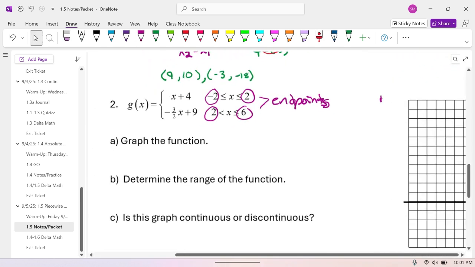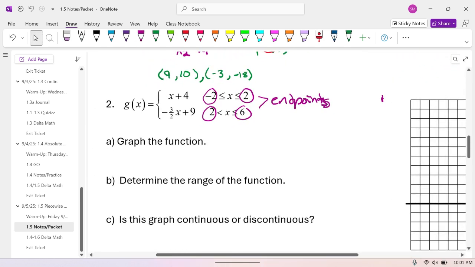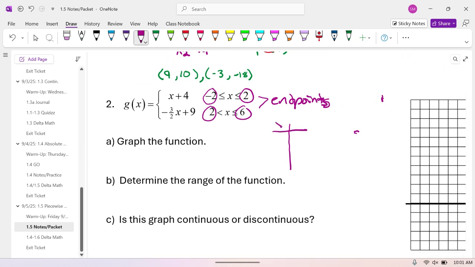So for x plus 4, we're going to do x and then x plus 4, which, again, that's another name for y. I'm going to do negative 2 and 2, and I'm going to leave some space just in case I need to find another point.